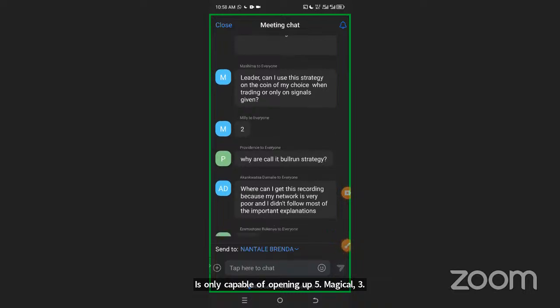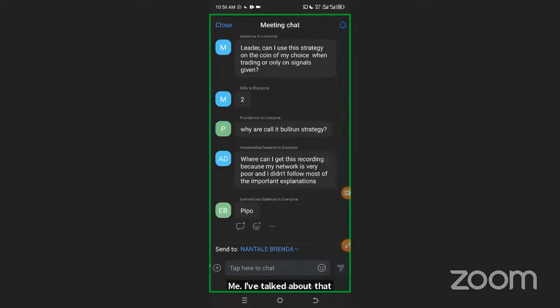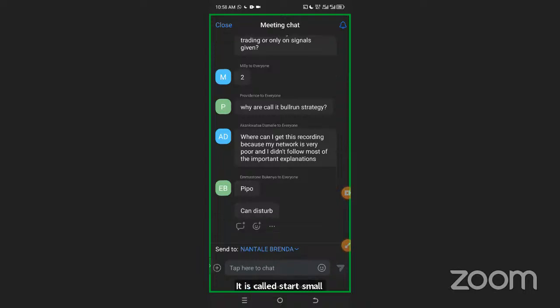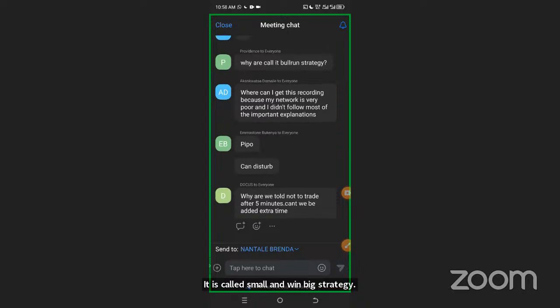Why do you call it bull run strategy? I've talked about the start small and win big strategy. Have I talked about the bull run strategy? It is the start small and win big strategy.